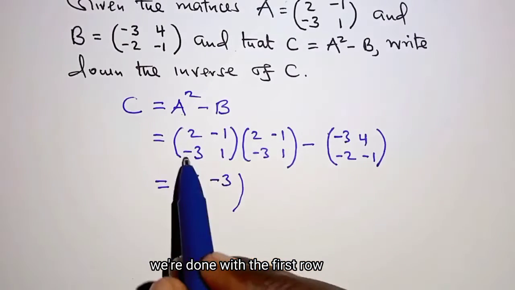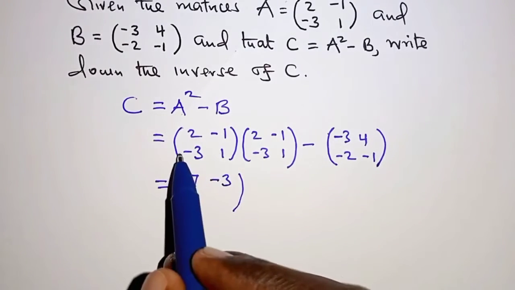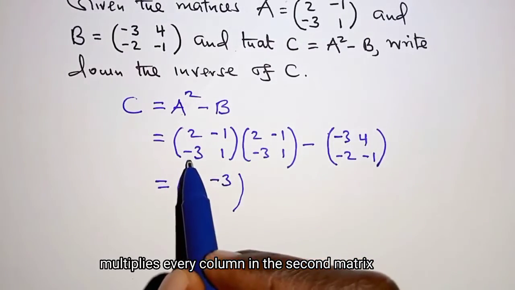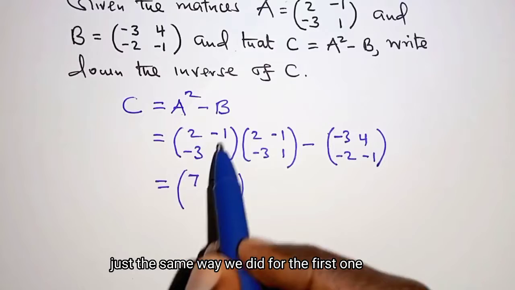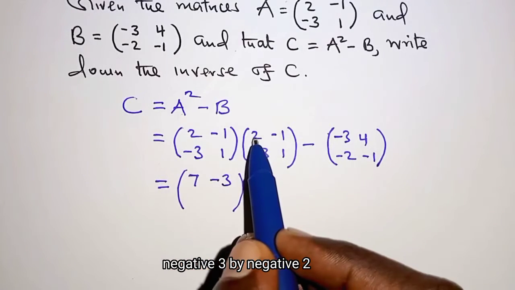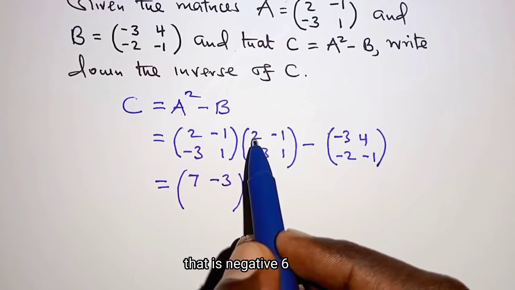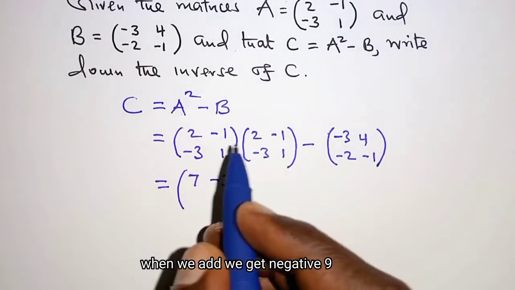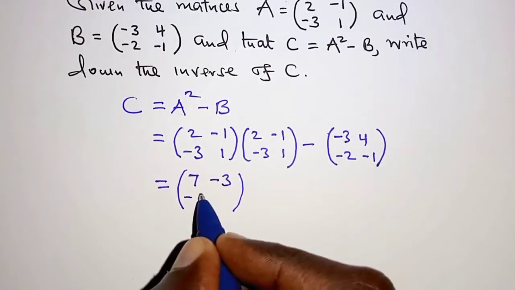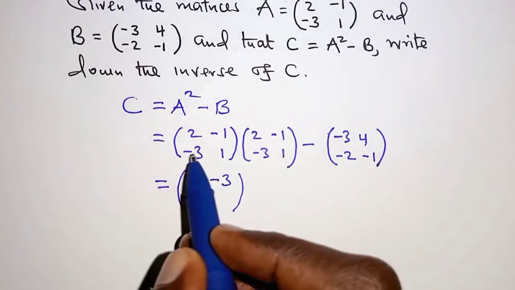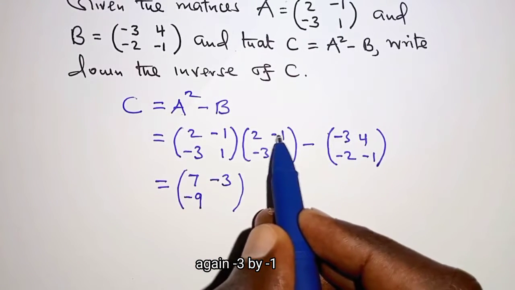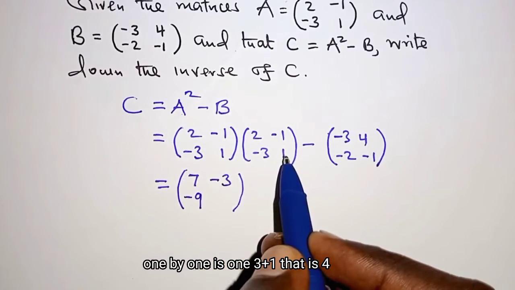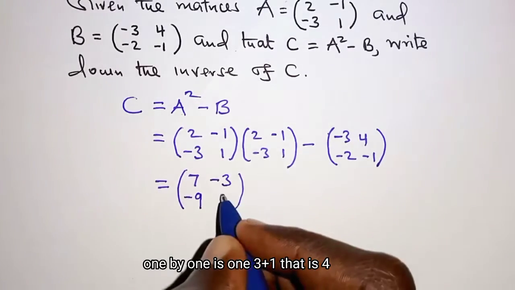And then once we are done with the first row, now let's move to the second row. Second row again multiplies every column in the second matrix, just the same way we did for the first one. -3 by -2, that is -6. 1 by -3 is -3. When we add, we get -9. Again, -3 by -1, that is +3. 1 by 1 is 1. 3 plus 1, that is 4.